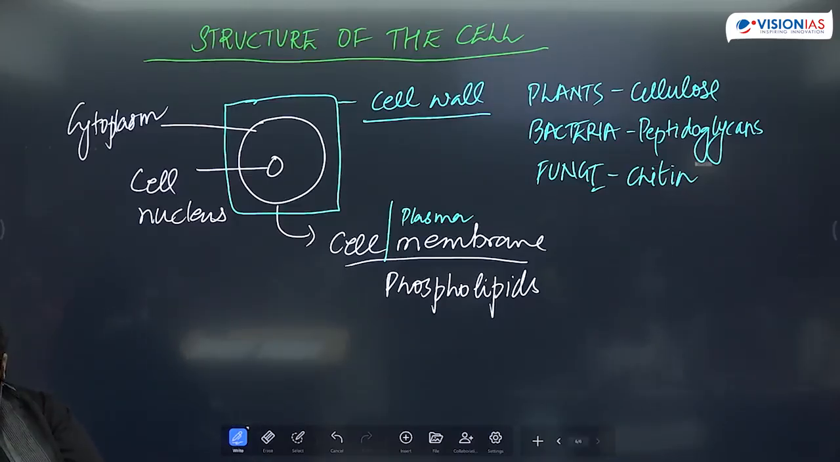Then cell wall. It is the structural layer surrounding the cell membrane in certain types of cells to provide additional support and protection.